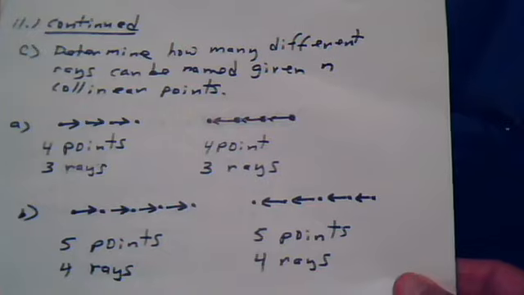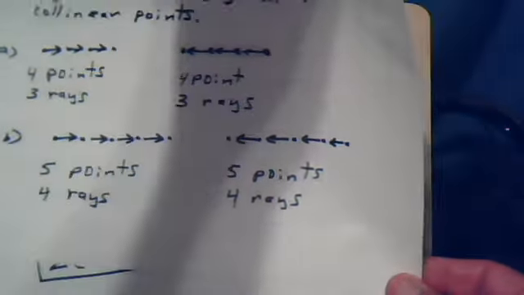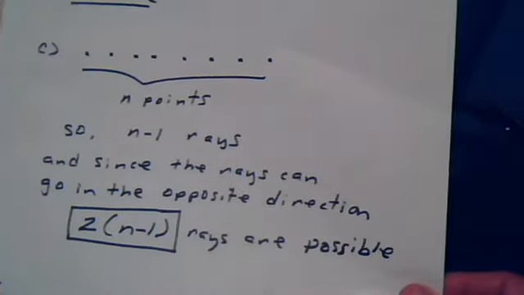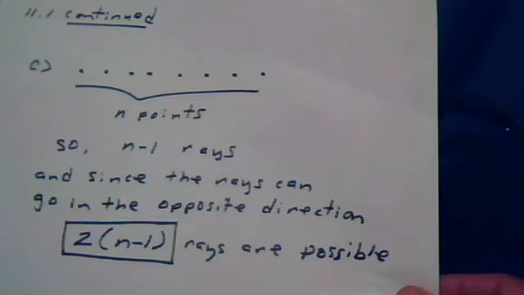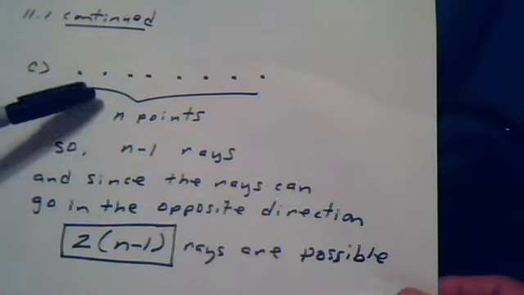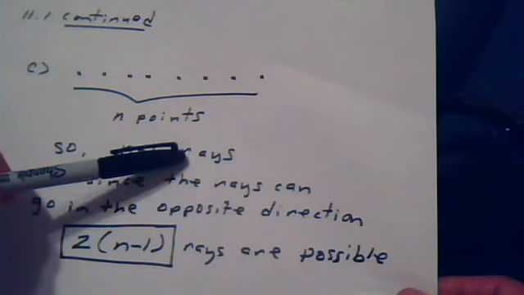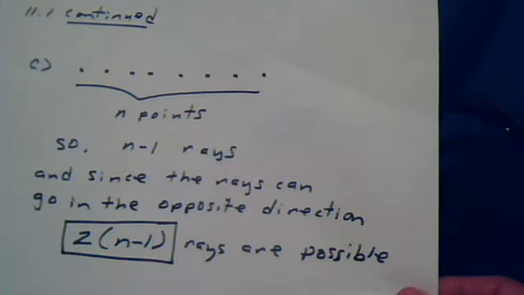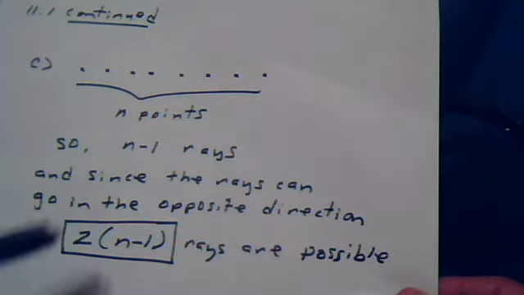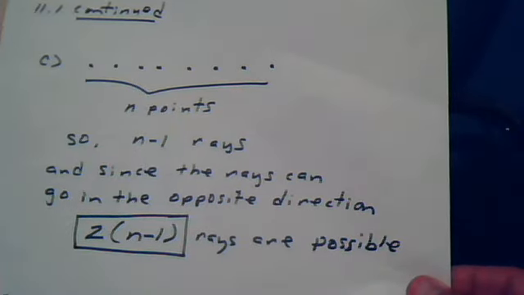So how would you describe that with an expression? So you have n points, that means it doesn't matter how many. And if you want the number of rays, just subtract 1. So you have n points, subtract 1, and it tells you the number of rays. But since you could point the rays in 2 directions, you'll say times 2. So the number of rays times 2, because that takes care of pointing in one direction and then pointing in the other direction.